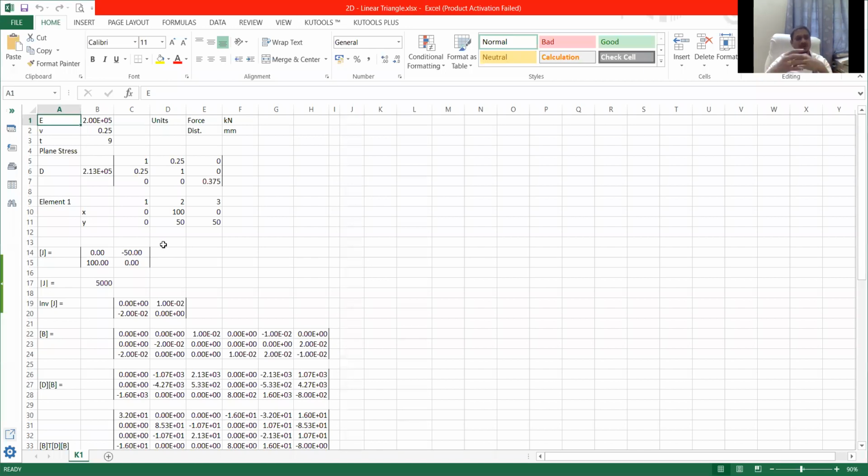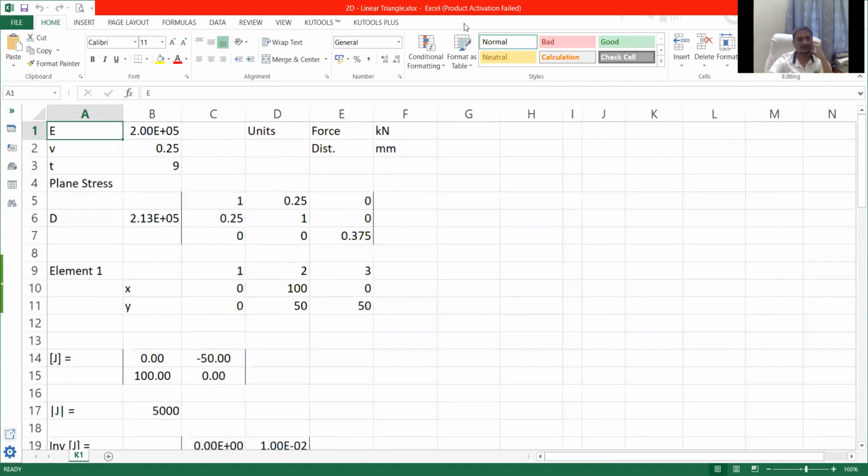So we'll just quickly go through the solution part. Again, I have created one Excel sheet. You are already familiar with this Excel sheet. So let us take a problem. Let me just increase the font so that you can see it properly.